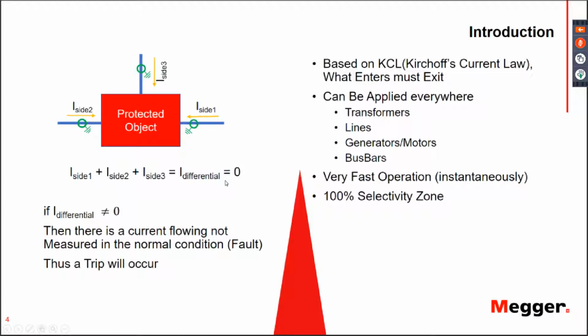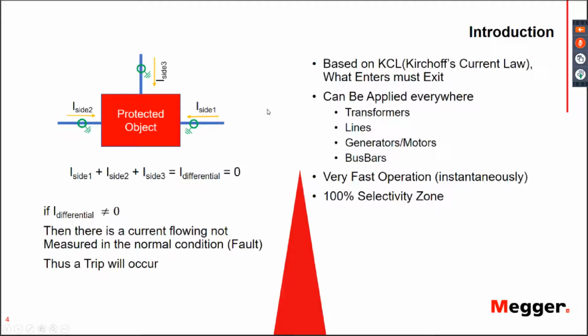We use this criteria to define whether we have a healthy condition or a non-healthy, faulty condition. In general, when everything is working fine, there are no leakages or faults or abnormalities, the differential current, or the summation of all these sides, should be equal to 0. When the current does not equal 0 and exceeds a certain value, we declare that there is an abnormal condition, usually a fault inside my protected object, and thus isolation or trip of this protected object will occur.